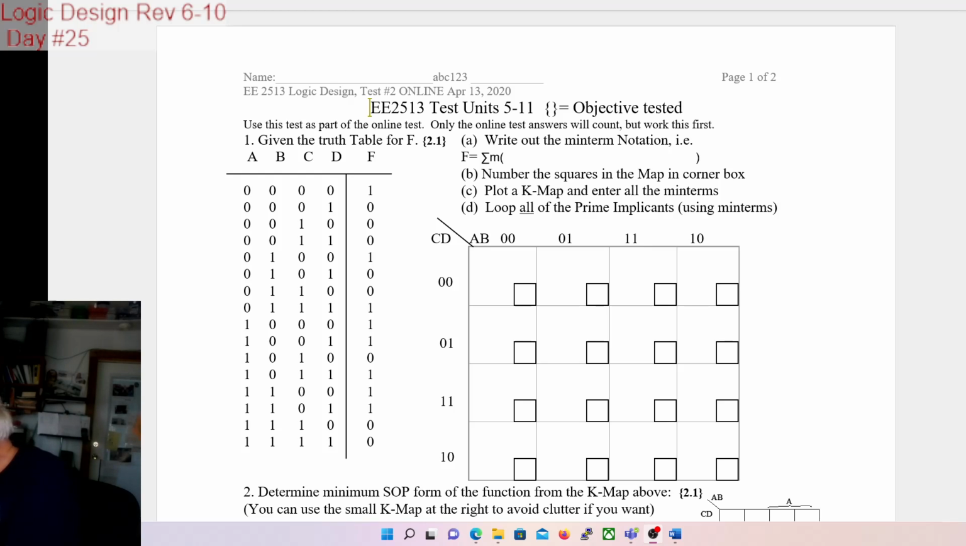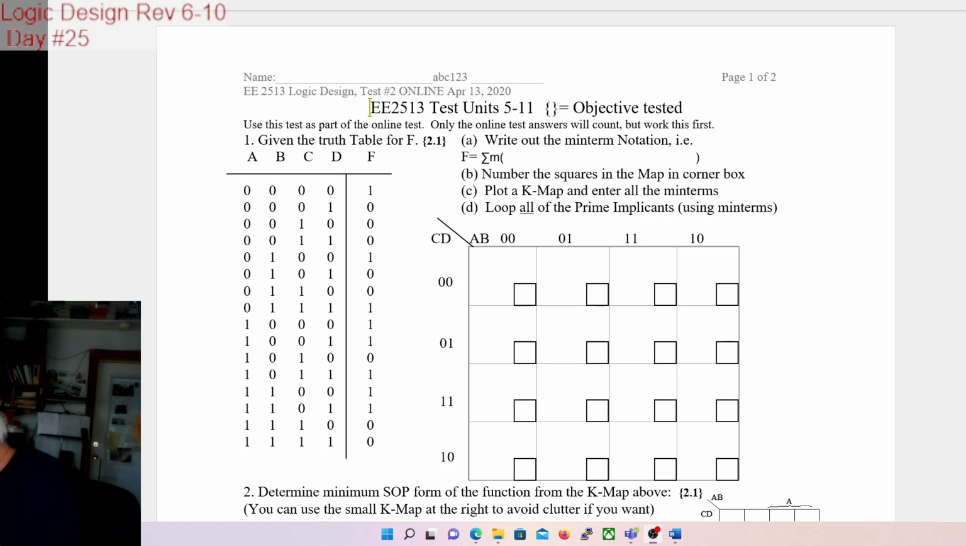Let's see, let's count the zeros. 1, 2, 3, 4, 5, 6, 7, 8. Let's count here. 1, 2, 3, 4, 5, 6, 7, 8. So we should have 8. 1, 2, 3, 4, 5, 6, 7, 8. And we do. All right, so now we have this group of 4.